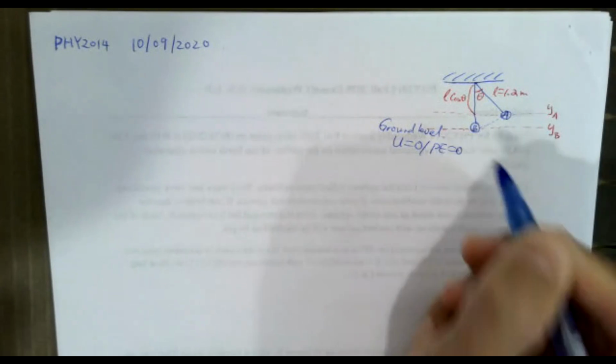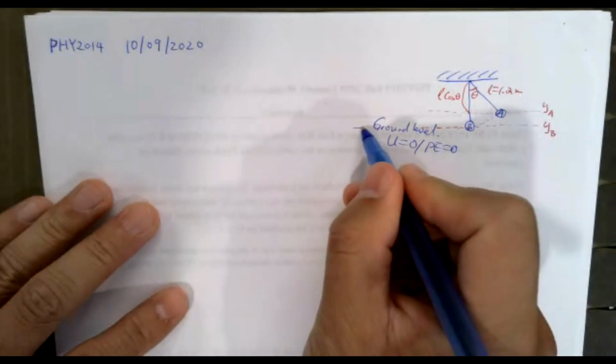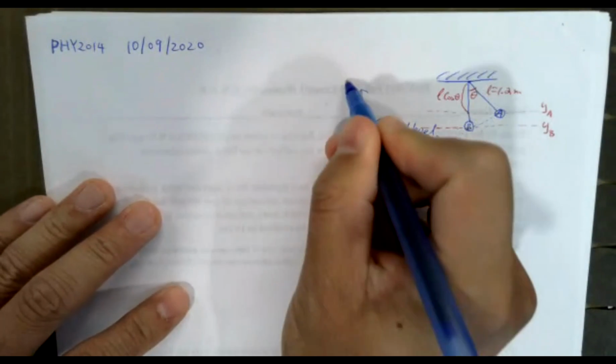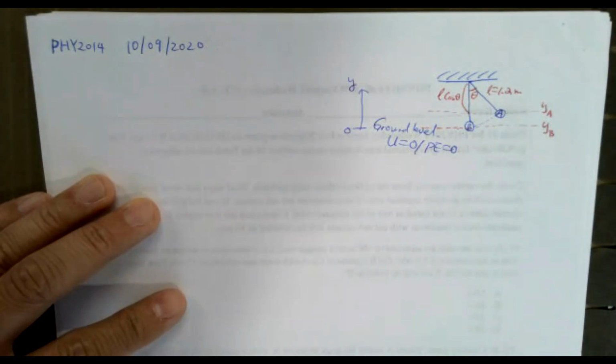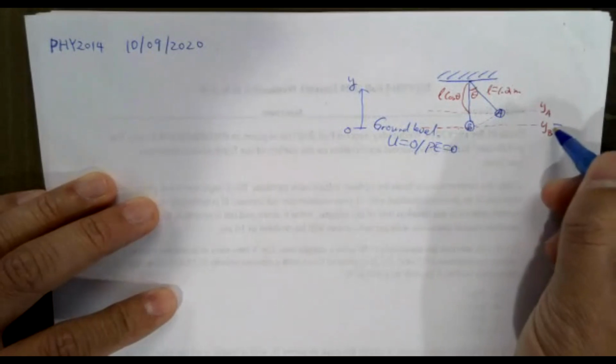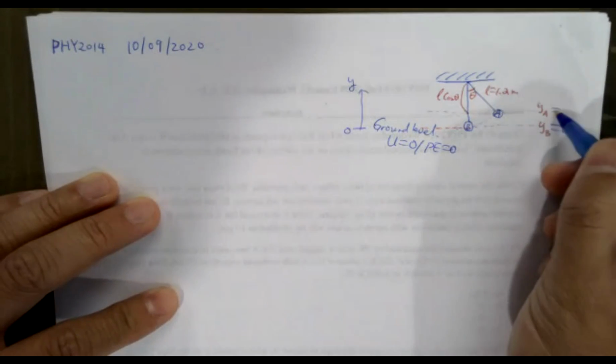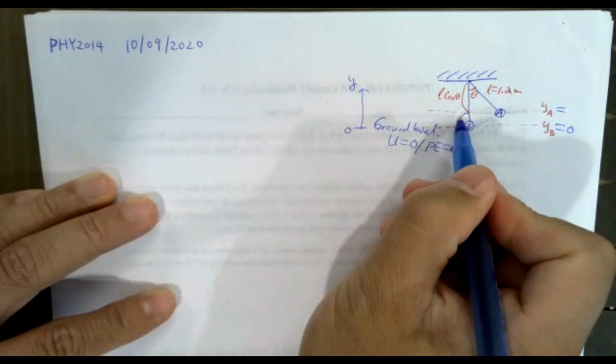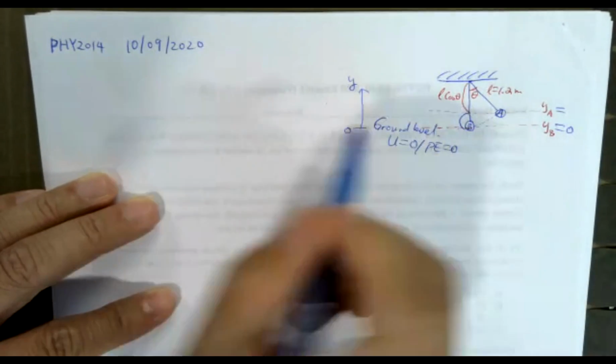Or P equal to 0, if you prefer P as potential energy. That's your potential energy equal to 0. Then that's where your Y is going to be 0. So in this case, your YB is equal to 0. Then your YA is equal to this part of it, from here to here.